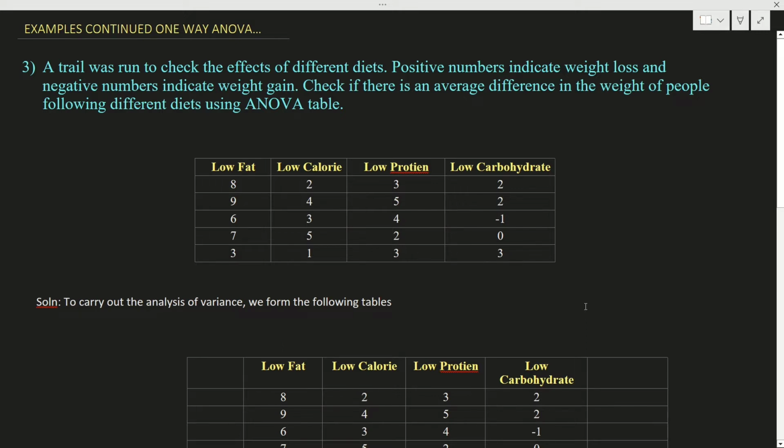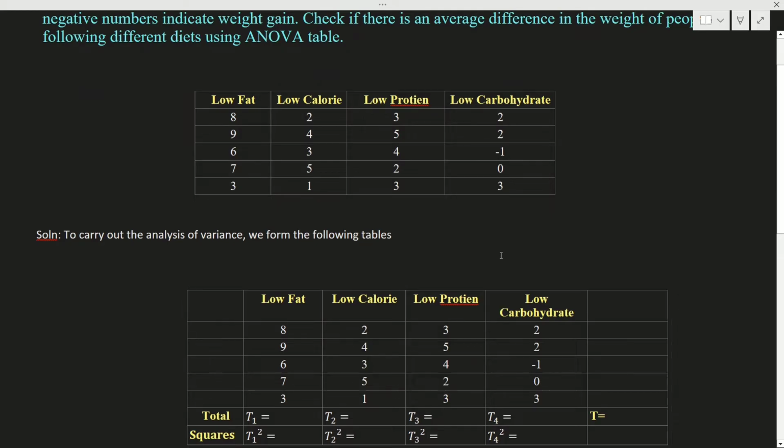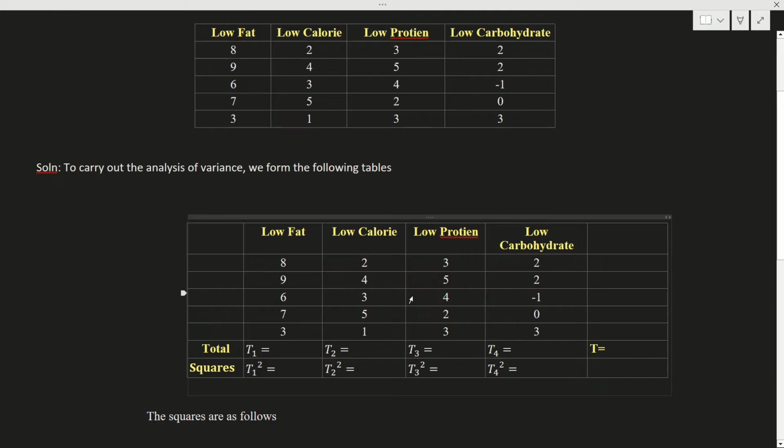Now our aim is to check whether there is an average difference in the weight of the people by following the diet. So, to carry out the analysis of variance, we need to form the table. In previous examples, I have explained the first step. First step is to frame the table. We have to write the table as it is given. Then we need two extra rows: we sum the given values along each column, then square them.